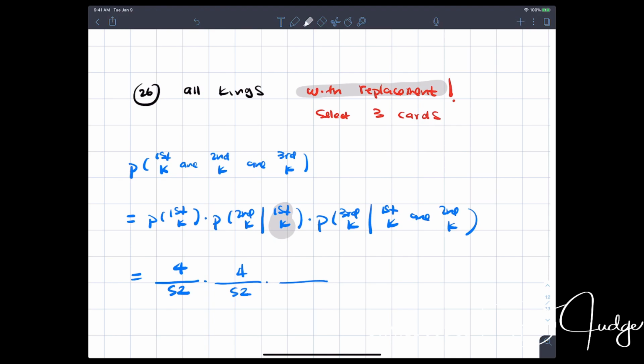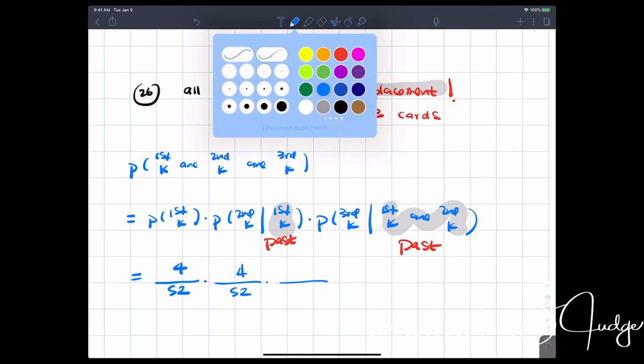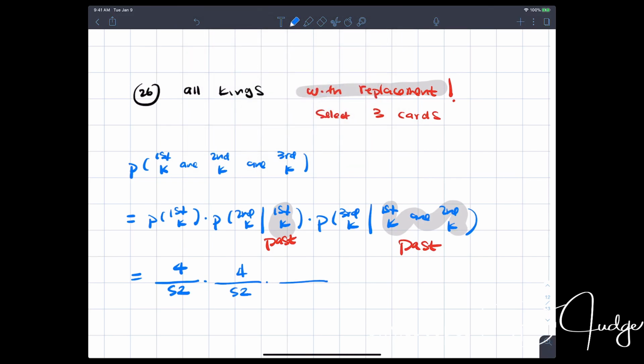Okay, so that's the second selected card. Now, go over here and you say, okay, what's happened here? Well, we're going to have to deduce the probability that the third card is a king, given that the first is a king and the second's a king. And I want to make sure you guys understand this detail, right? This in gray has happened, and this represents the past. So, given the past, what's the probability the third card is a king, given that the first is a king and the second's a king?